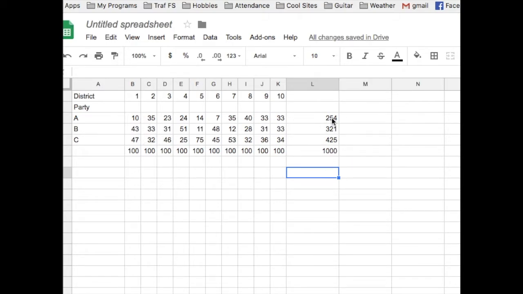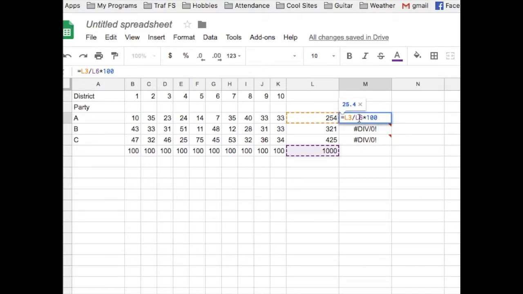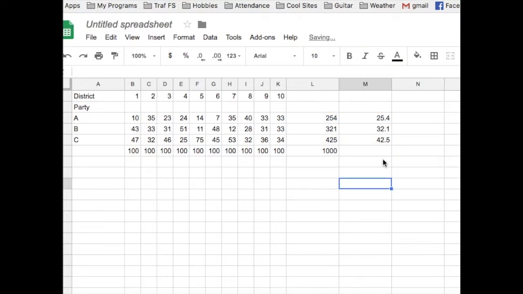We have 254 out of 1,000 votes. That's going to give me a decimal, and I'm going to multiply that by 100 to turn it into a percent. So times 100. I'm going to fill that down, divided by this number. I'm just going to put a little dollar sign between the L and the 6, and it'll lock it onto there. So when I fill it down, I get the correct numbers.